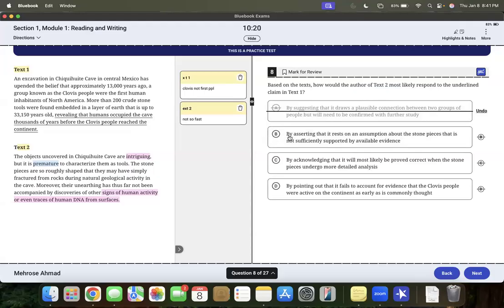B: "The author of text two will say that this rests on an assumption about the stone pieces that's not sufficiently supported by evidence." So far, this makes sense, right?